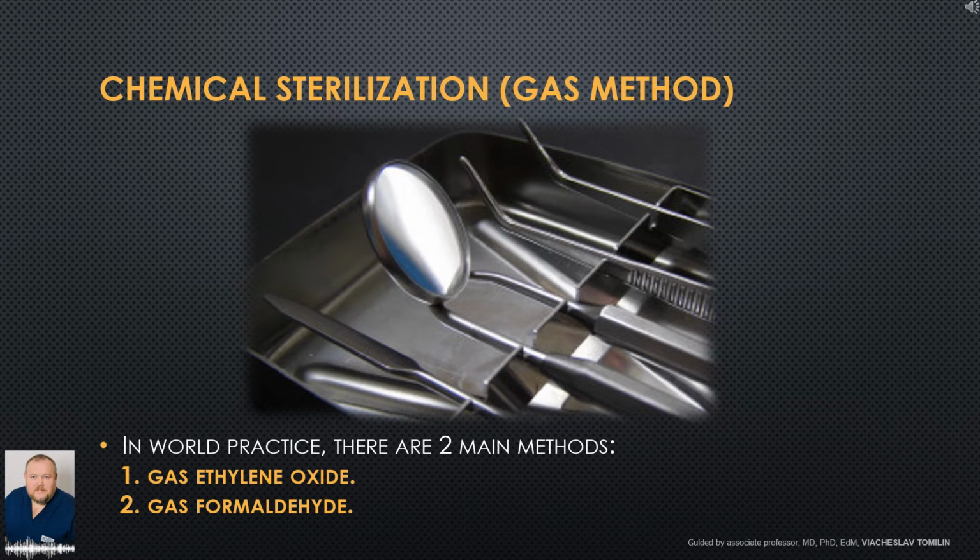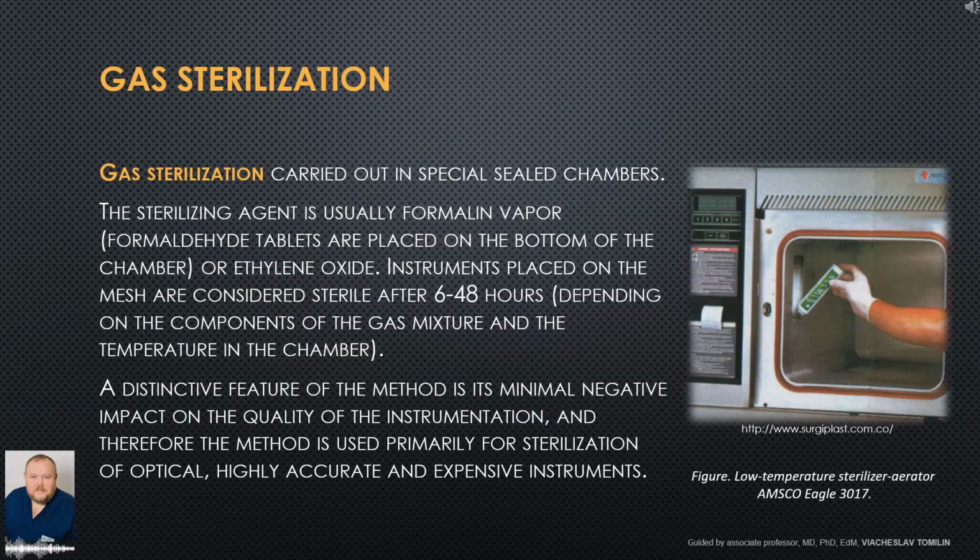In world practice, there are two main methods. 1. Gas ethylene oxide. 2. Gas formaldehyde. Gas sterilization is carried out in special sealed chambers. The sterilizing agent is usually formalin vapor, formaldehyde tablets placed on the bottom of the chamber, or ethylene oxide.